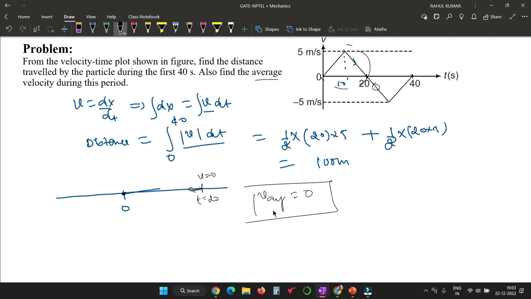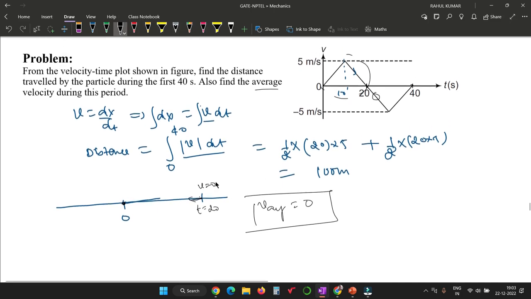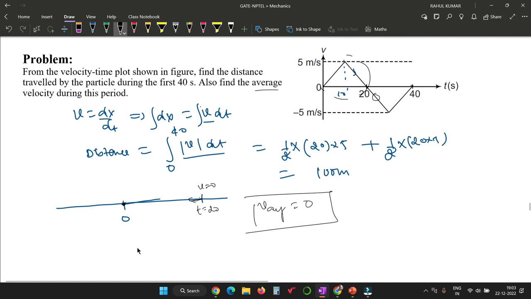Is there any doubt? Can you please repeat this average velocity part, sir? Okay. Here you have to divide into two time intervals.